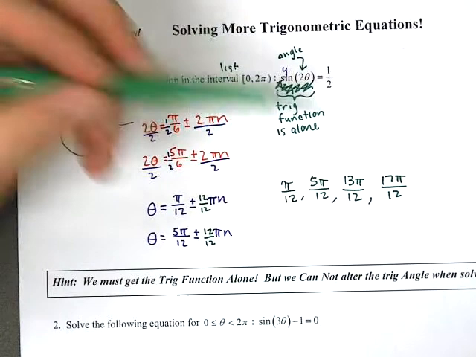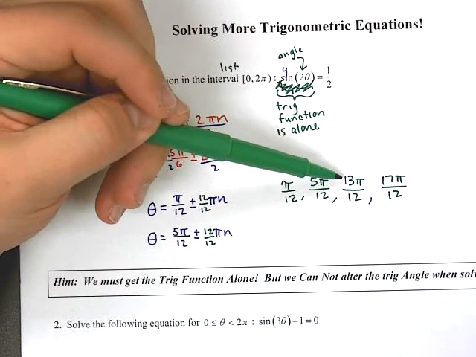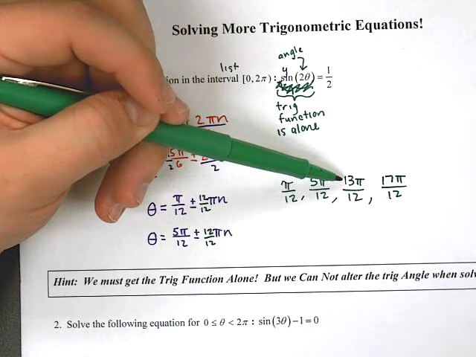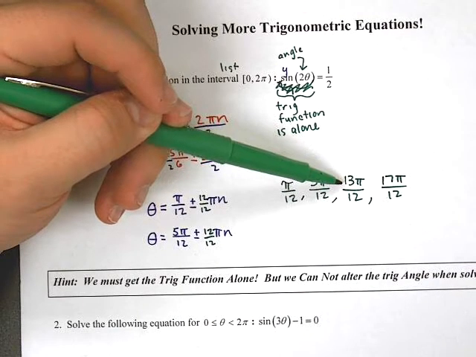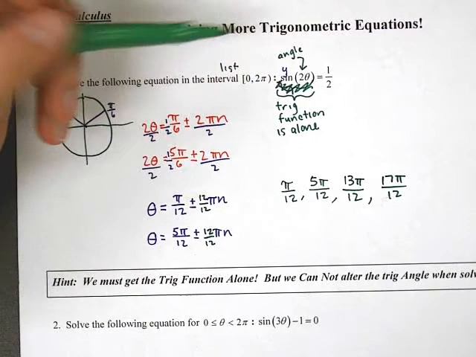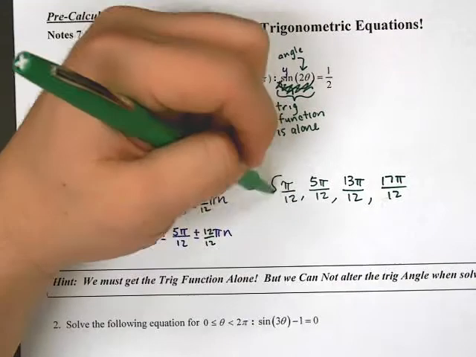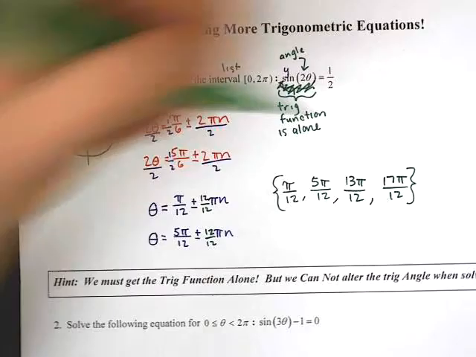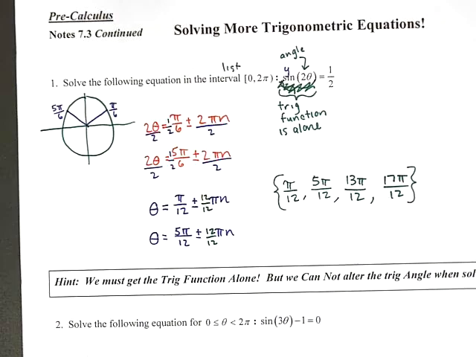Could we keep going? Well, I'd have to add 12 pi over 12 to 13 pi over 12, which is 25 pi over 12. 25 divided by 12, nope, that's bigger than 2 pi, okay? So this is my list of solutions, okay?